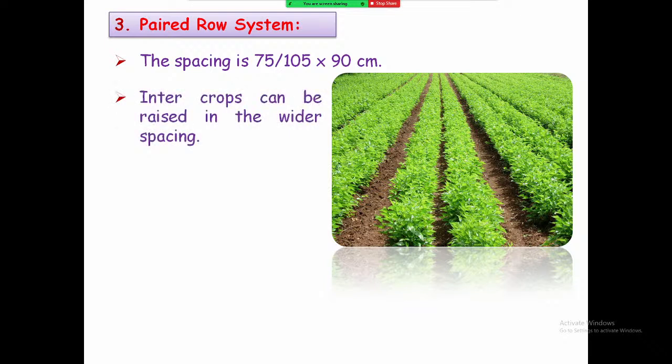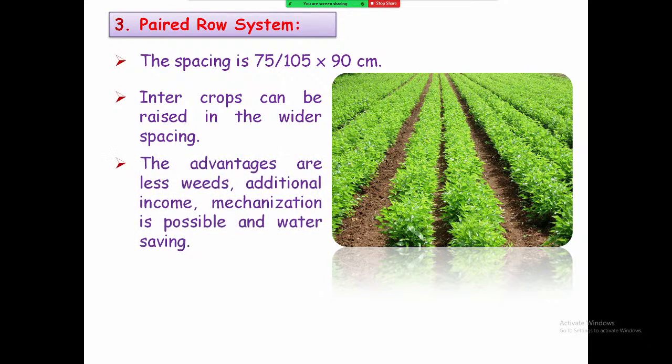So in this system we can grow intercrops. Okay. So here the main advantages are fewer weeds, and we can get additional income by intercropping. Then mechanization means we can use machineries for intercultural operations or other operations. It is possible, and it also saves water.